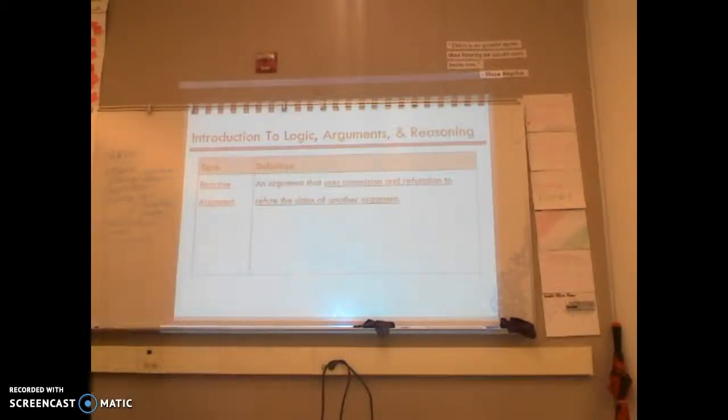So a reactive argument uses concession and refutation to refute the claim of another argument. So there was some first argument, someone heard that argument, said, I disagree, I think this person is wrong, and then they used a reactive argument. Yes, speeches and debates would use reactive arguments.